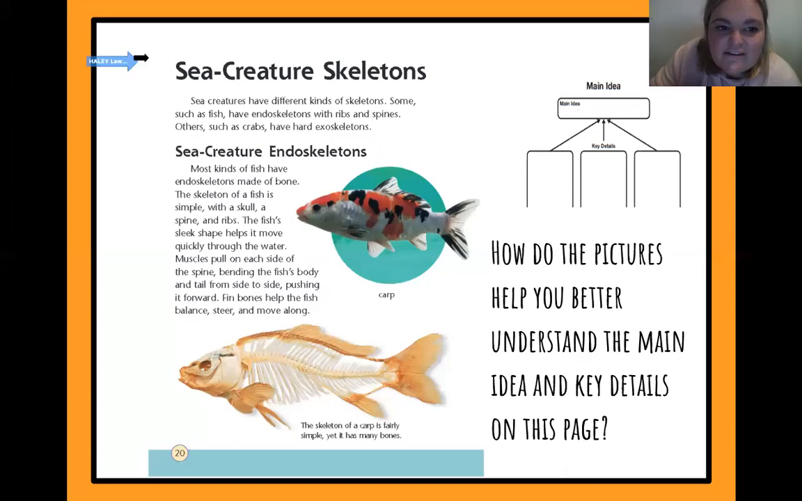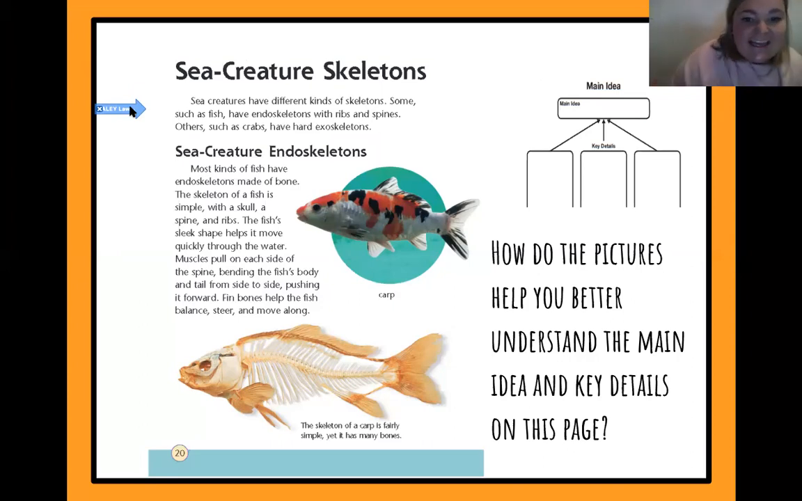Sea creature skeletons. Sea creatures have different kinds of skeletons. Some, such as fish, have endoskeletons with ribs and spines. Others, such as crabs, have exoskeletons. Sorry, guys. Got a piece of hair.